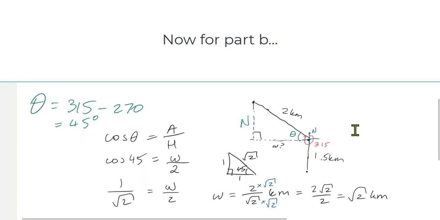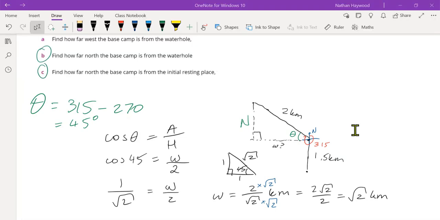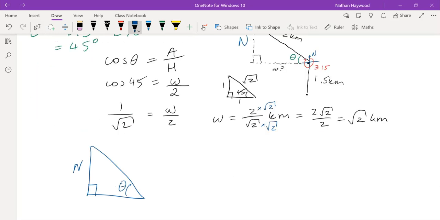So let's have a go. How far north is the base camp? So this N here. Should use a different color. So we've got our triangle. What is the length N compared to that angle? What is that length N? Is it opposite, adjacent, or hypotenuse? It's opposite, yes. So this is the opposite.